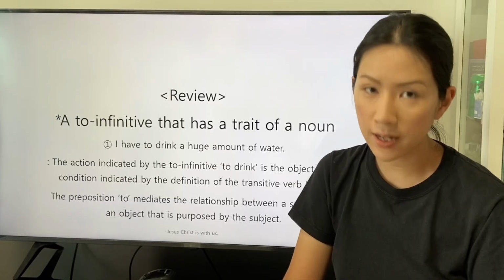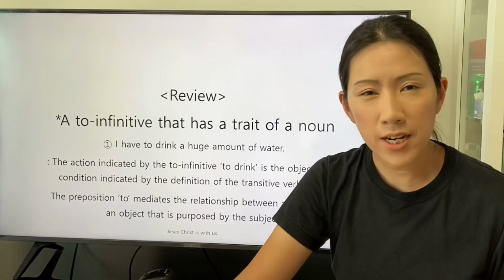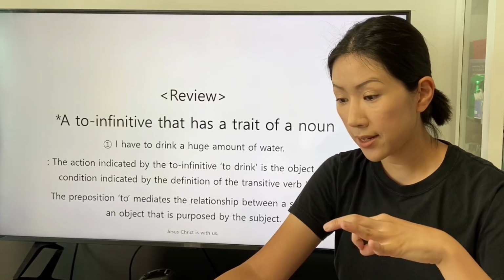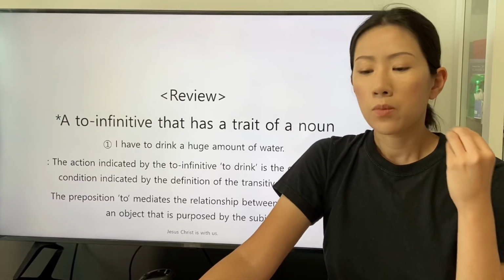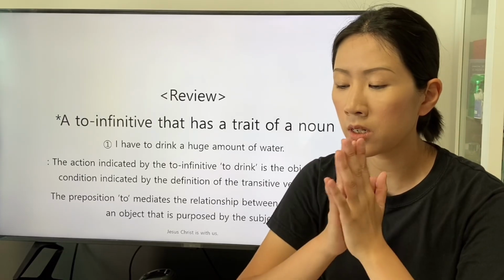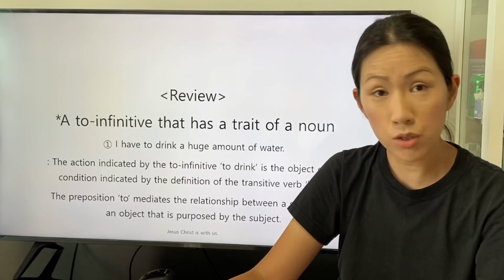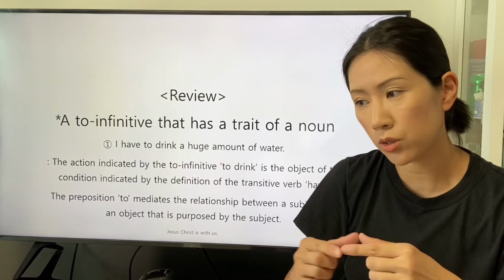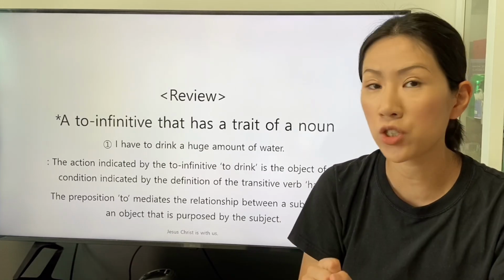At a point in time, there is a destination that the subject is heading to. The destination is introduced to the listeners in a way as an object of the preposition to.